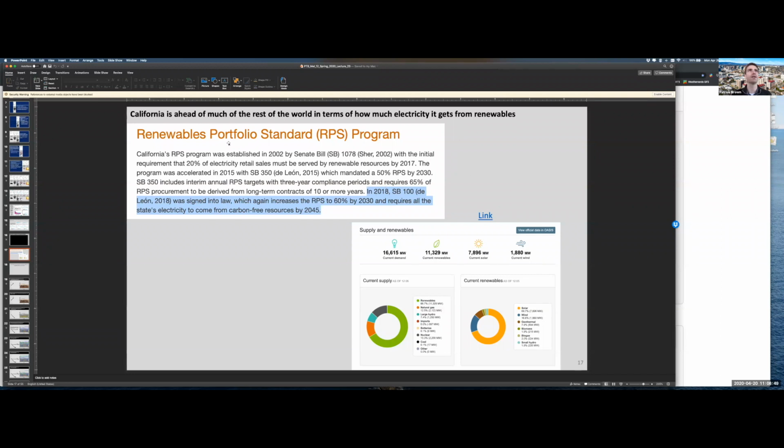And so this is to remind you that we have laws on the books that are requiring 60% of our electricity to come from renewables by 2030. So that's total electricity, so not just at the highest, not just in the middle of the day when the sun is the brightest, but 60% overall. And then by 2045, the law requires that all the state's electricity come from carbon-free sources. So we are moving in the direction of more wind and solar.